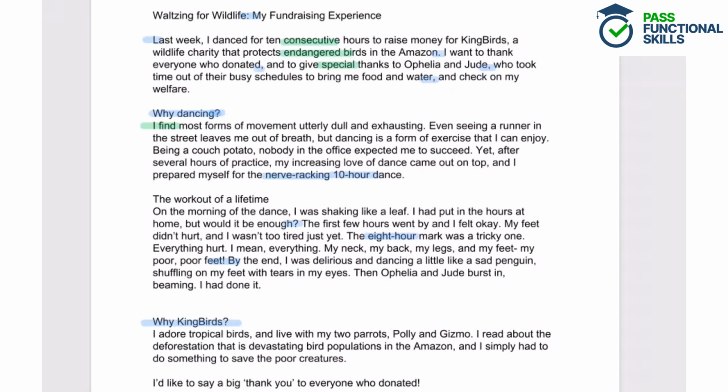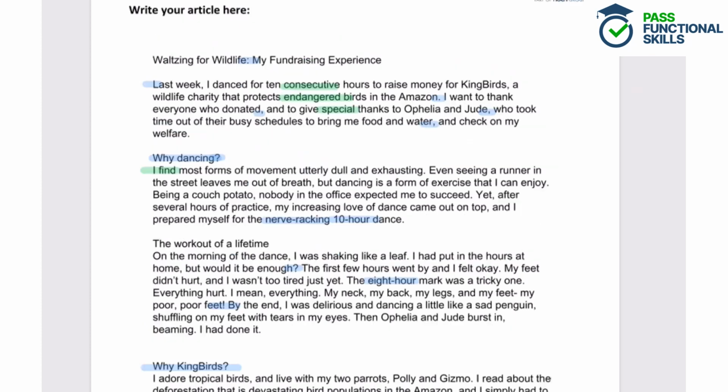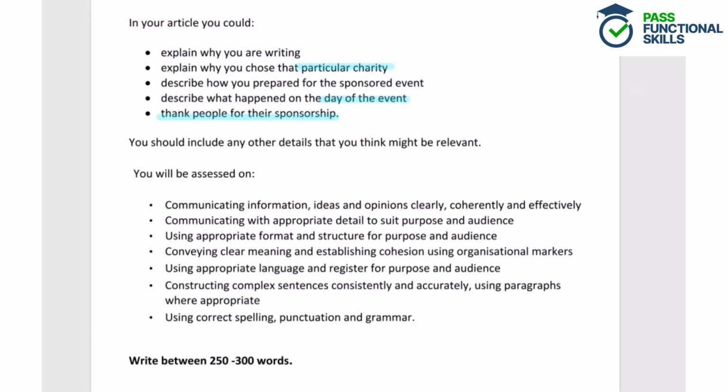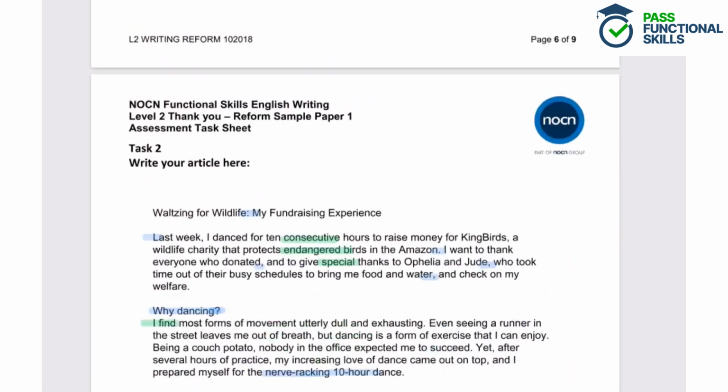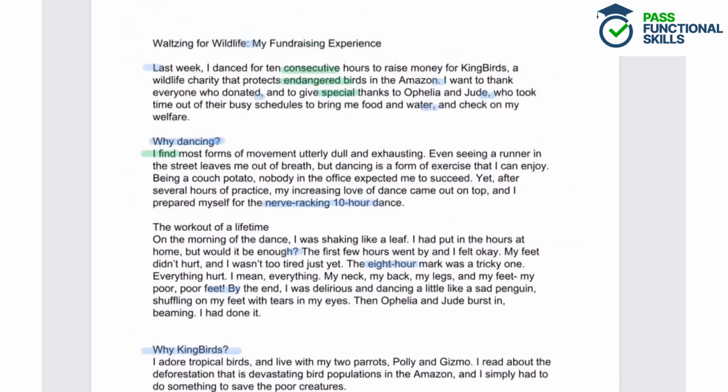Now let's move on to the composition. So let's think about length and detail. Have we been given a word count for this question? So yes, we have. We've been told we need to write between 250 and 300 words, and that has been done in this answer. We've also got a range of relevant details that have been included. So we've addressed all of the different bullet points in the question.